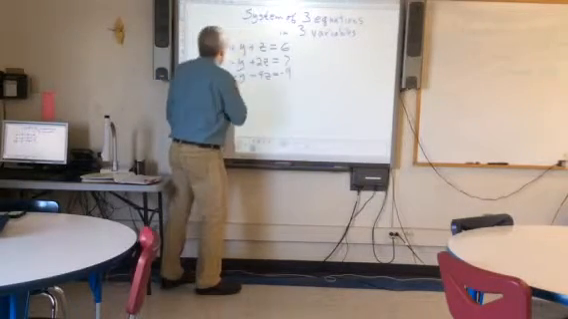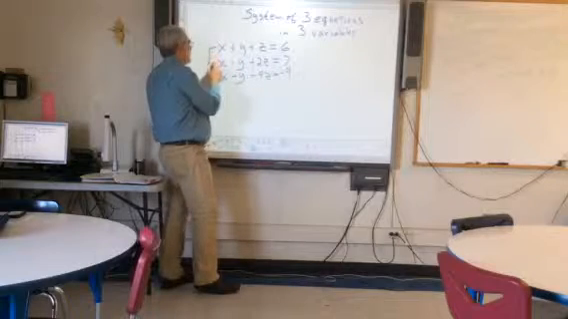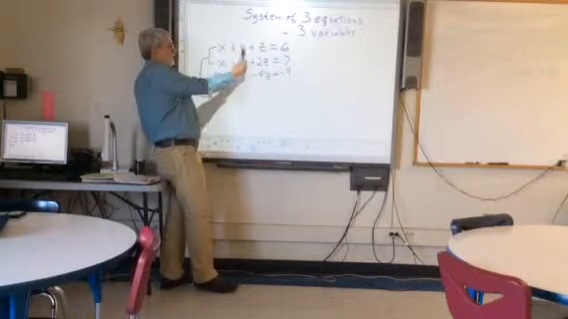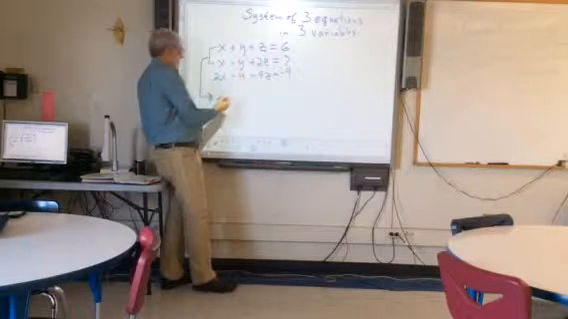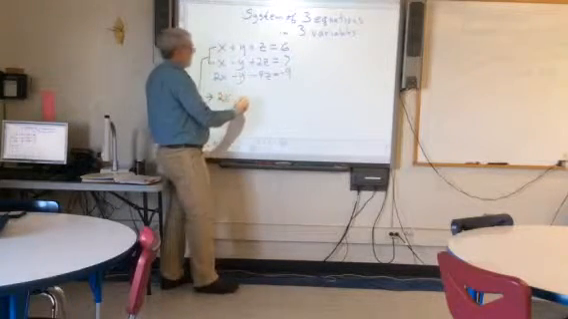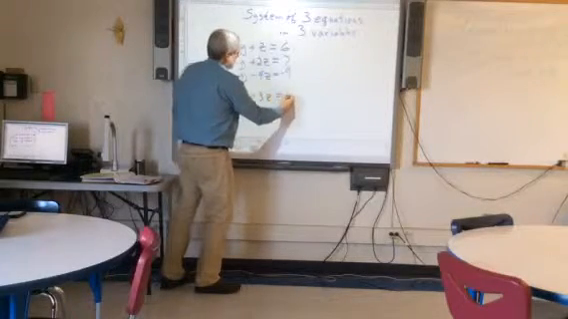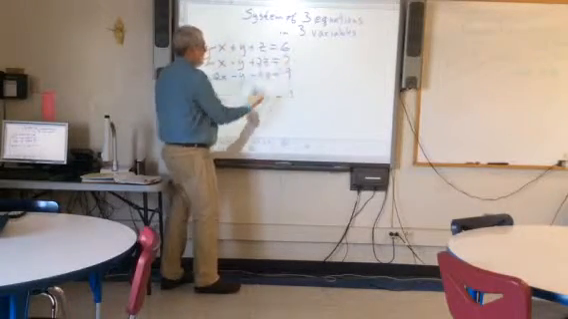So what I'm going to do is go ahead and add these first 2 equations together, because when I do, the Y will be eliminated. So I end up with 2x plus 3z equals 13, 6 plus 7.